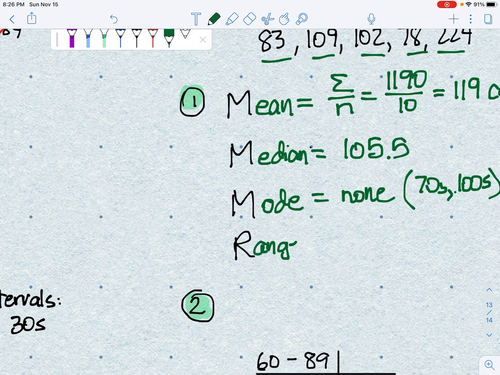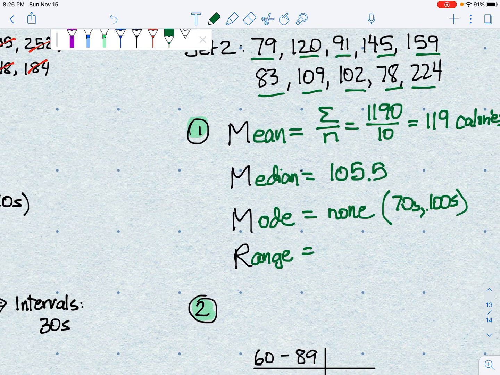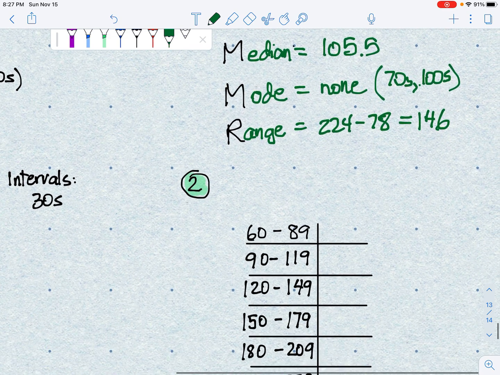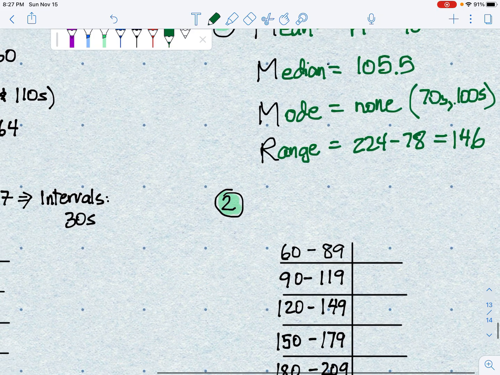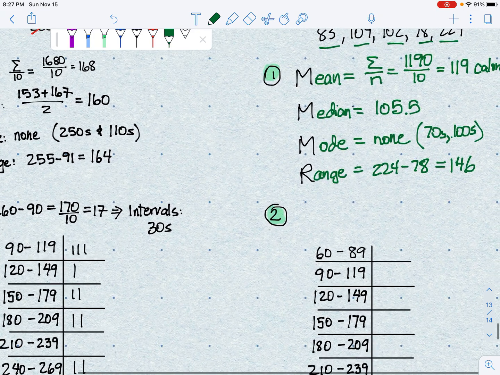And range. What is my smallest to largest? Well, I think the largest out there is 224 minus 78, smallest, and I get 146, I believe. Let me double check that. 4, 8, and 4, 2, yeah. 1, yep, okay. 146 is my range. So I'm going to use that range now to help me find intervals.